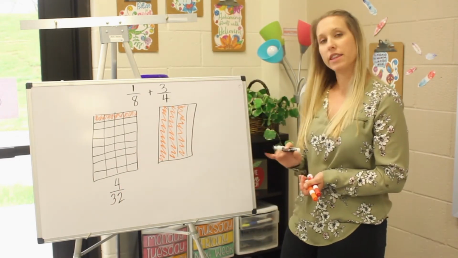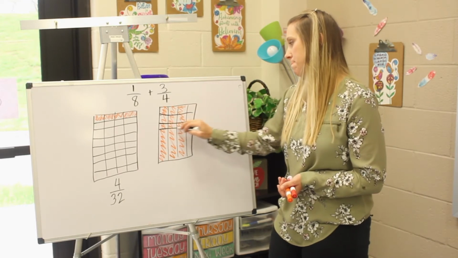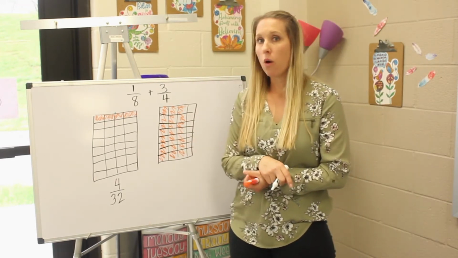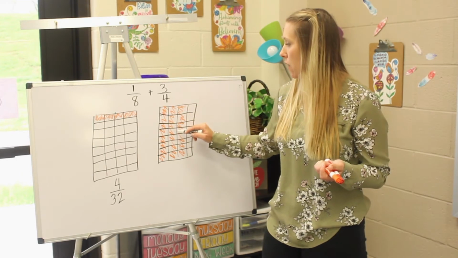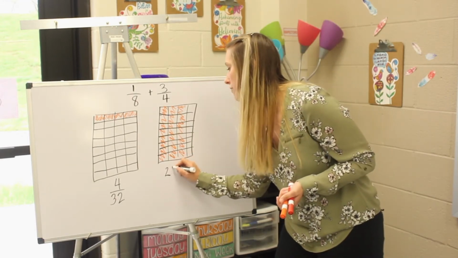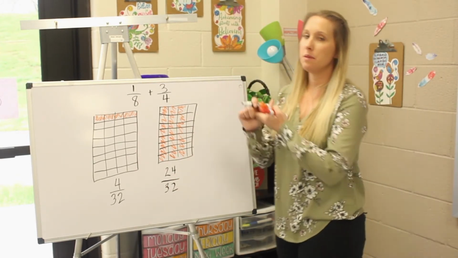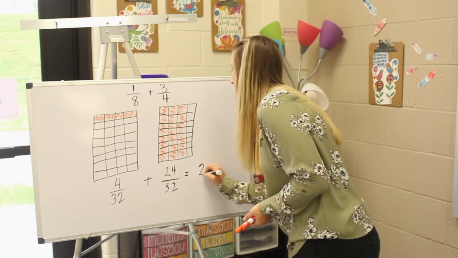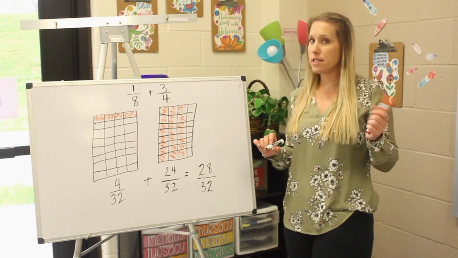You may have done the same thing on the other side where you cut the 4ths 8 times. How many pieces do we have now? 32. That would be 1, 2, 3, 4, 5, 6, 7, 8, 9, 10, 11, 12, 13, 14, 15, 16, 17, 18, 19, 20, 21, 22, 23, 24. 24 out of 32. Can I add these now? Yes, because we have the same size pieces, or a like denominator, to give us a sum of 28 over 32.